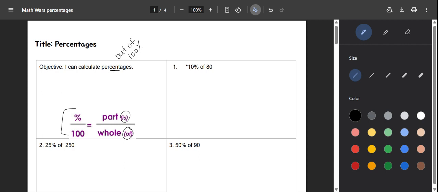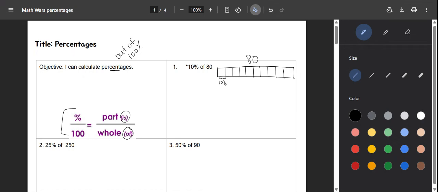So number one is an I do problem. We are being asked to find 10% of 80. I'm going to start by showing you on a tape diagram, and I'm going to first take a strip that is worth 80, and I know that there are 10 sets of 10 in 100, so I'm going to break it into 10 equal pieces. So there's my strip. It is worth 80 units, and each of these boxes is 10%.